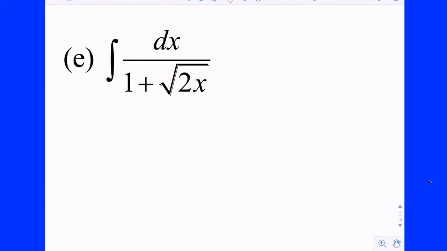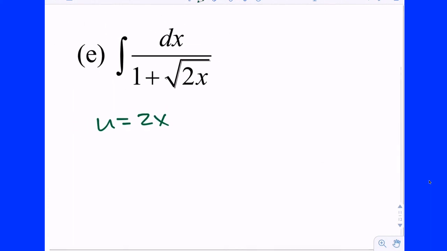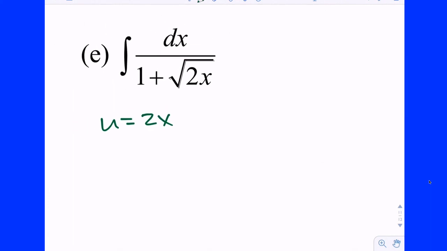What if we let u equal 2x? You think it's going to help? No? Ooh, the full 1 plus. Have you already tried with u equaling 2x? You haven't? But you know it doesn't work? Oh, you're just guessing it doesn't work. Well, let's try it. Let's see.